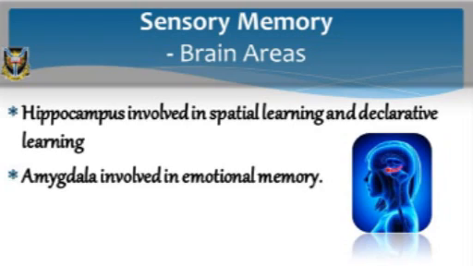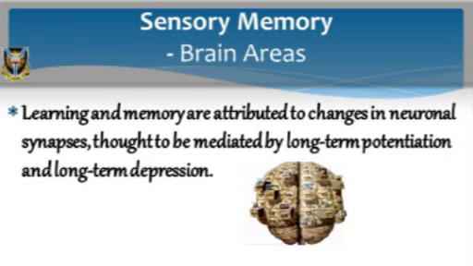However, rather than implicating a specific area, it could be that damage to adjacent areas or to a pathway traveling through the area is actually responsible for the observed deficits. Further, it is not sufficient to describe memory and learning as solely dependent on specific brain regions. Learning and memory are attributed to changes in neuronal synapses, thought to be mediated by long-term potentiation and long-term depression.